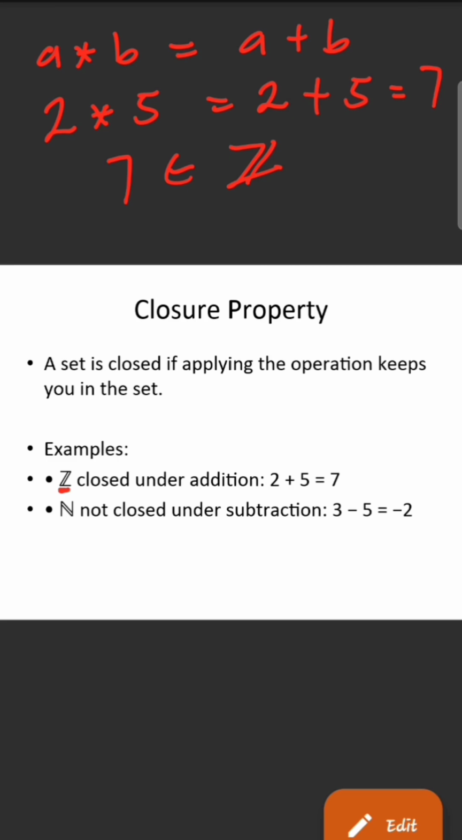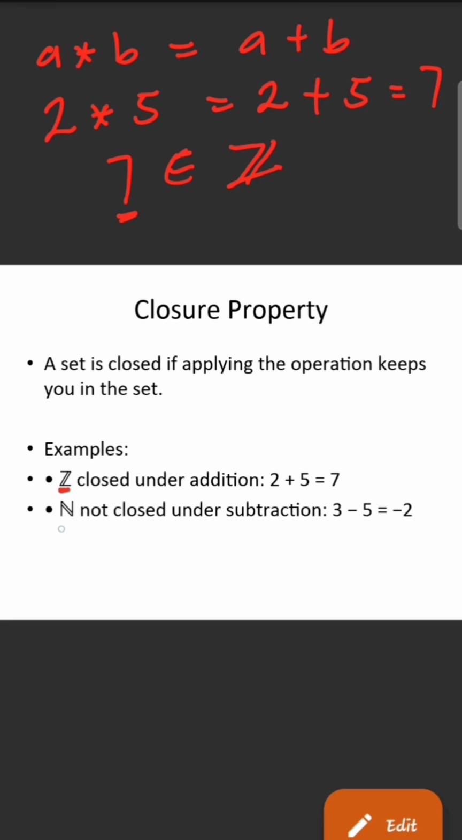It is closed when, after applying the operation, the result that you get is still a member of that set. So the set you are given here is integers, and the answer that we get here is 7. 7 is also an element of the integers. And it is not like this always for all operations that we have in mathematics.